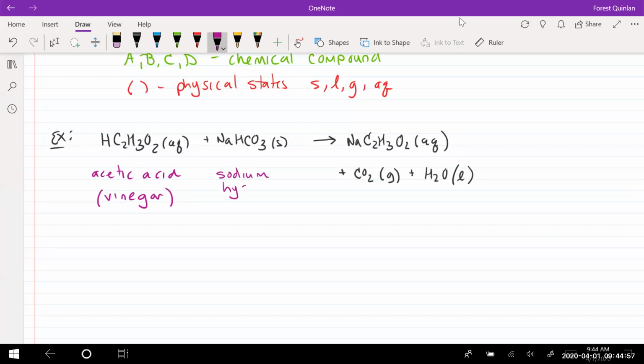Sodium hydrogen carbonate, AKA baking soda.